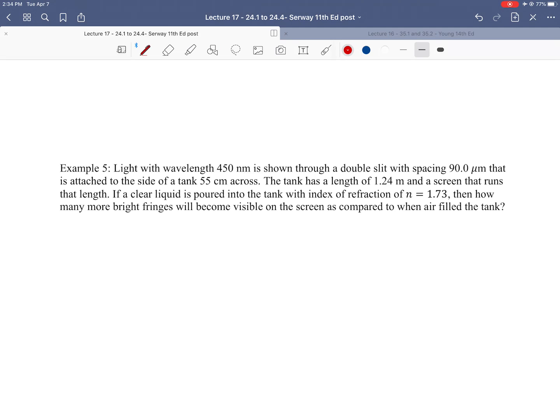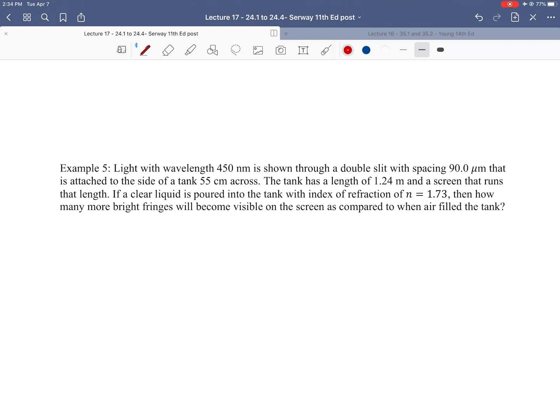Okay, so the last example I want to show you is this one here. Example 5: light with a wavelength of 450 nanometers is shone through a double slit with a spacing of 90 micrometers that is attached to the side of a tank 55 centimeters across.